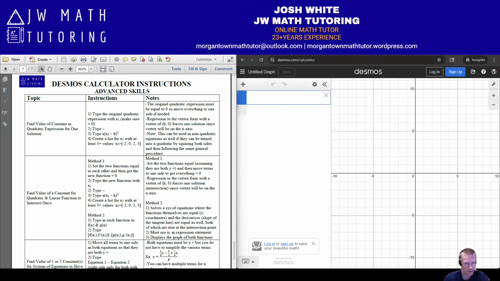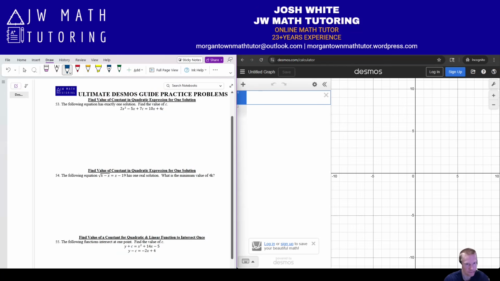All right, and of course, as part of this, we're going to have to define a list for x1 because we want Desmos to treat that as a variable, not as a constant. All right, so let's look at some example problems to show you exactly what I'm talking about.